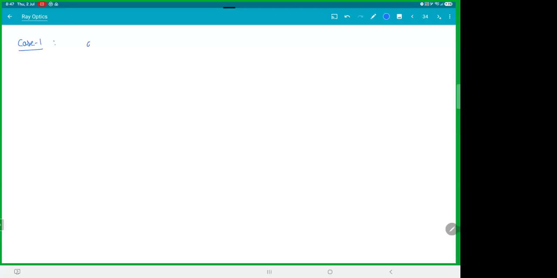So case 1, if 360 by theta is even, then the number of images will be 360 by theta minus 1. This is independent of the position of the object. You can keep it anywhere between the mirrors. This is the number of images.